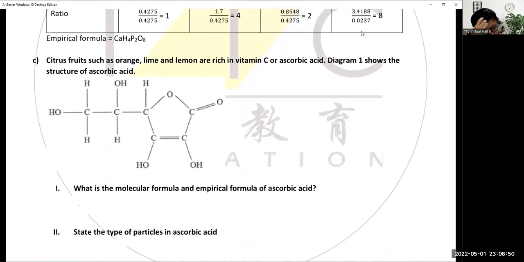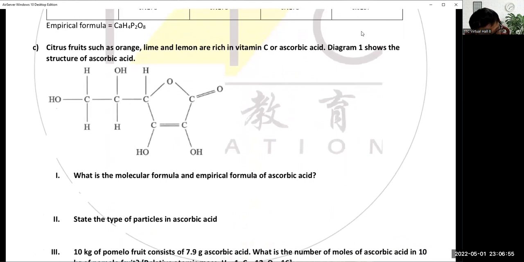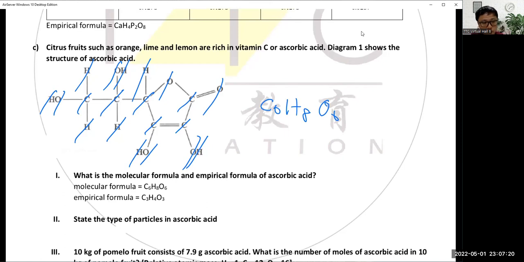After that, citrus fruit like orange is rich in vitamin C. So this is ascorbic acid. So we check how many carbon now: 1, 2, 3, 4, 5, 6. Then hydrogen we have 1, 2, 3, 4, 5, 6, 7, 8. Then oxygen we have 1, 2, 3, 4, 5, 6. So the molecular formula will be C6H8O6. Then the empirical formula is C3H4O3, and the ratio 6:8:6 becomes 3:4:3.